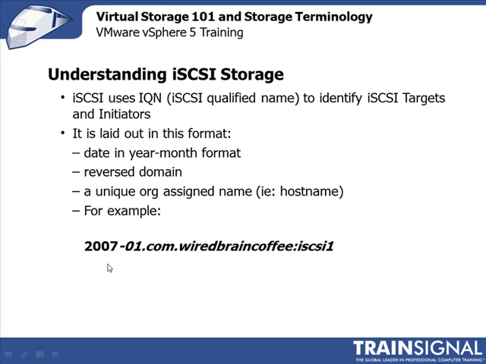In this case, we have 2007, which is the year. You can break it down by the month, for example, so it's 01, and you have the domain in reverse, .com.wiredbraincoffee, and then you have an organizational unique ID. In this case, it's iSCSI1. So this gives you a little more of an idea as to what the IQN name is and how it's going to be used.